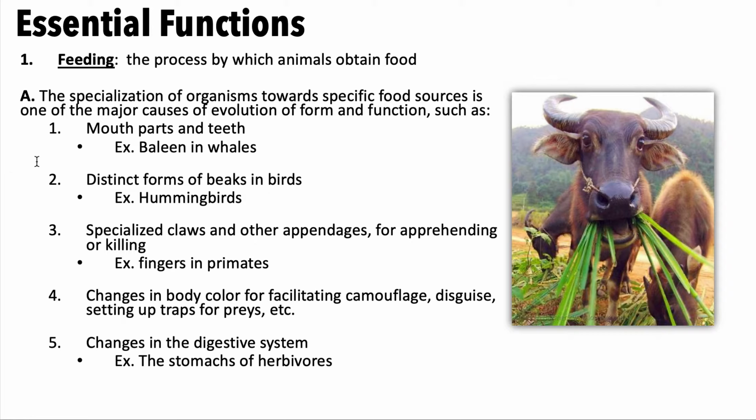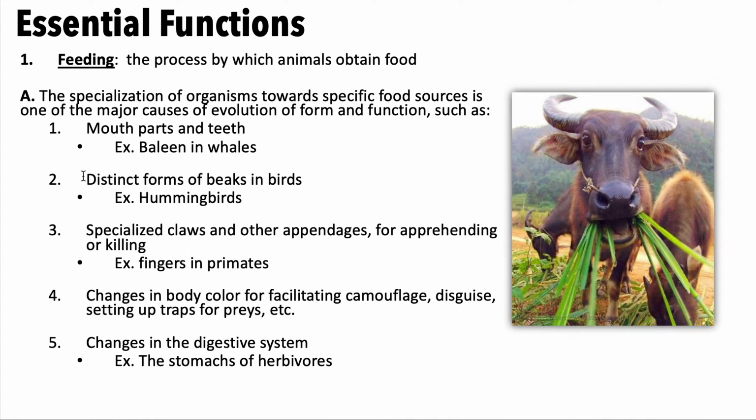So with feeding, the specialization of organisms towards a specific food source is one of the major causes of evolution of form and function. And these are going to be just some examples of that evolution that we've seen. So it could be that their mouth parts or their teeth have evolved to be adapted to certain types of food. For instance, in some whales, they have baleen instead of teeth, and that's an adaptation for them to be able to eat the kind of food that they need to eat to survive.